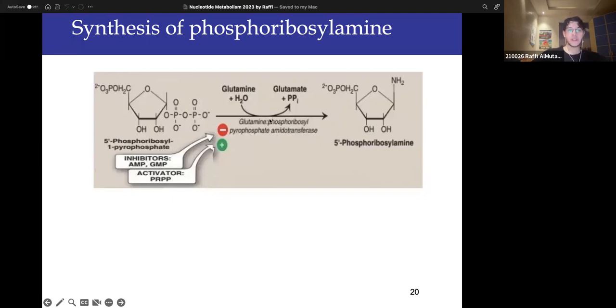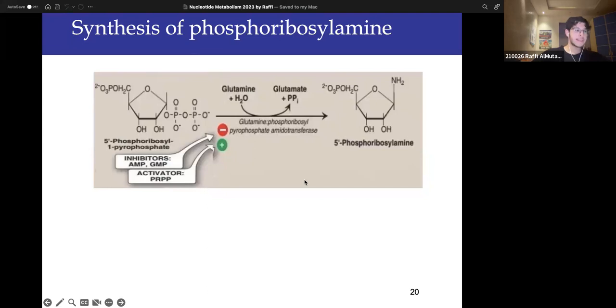So what do we call this inhibition right here? Could someone please tell me? Feedback, very good. This is feedback inhibition, but very specifically, yes, end product inhibition. So this is feedback inhibition, but in the form of end product inhibition. Very good to the both of you.